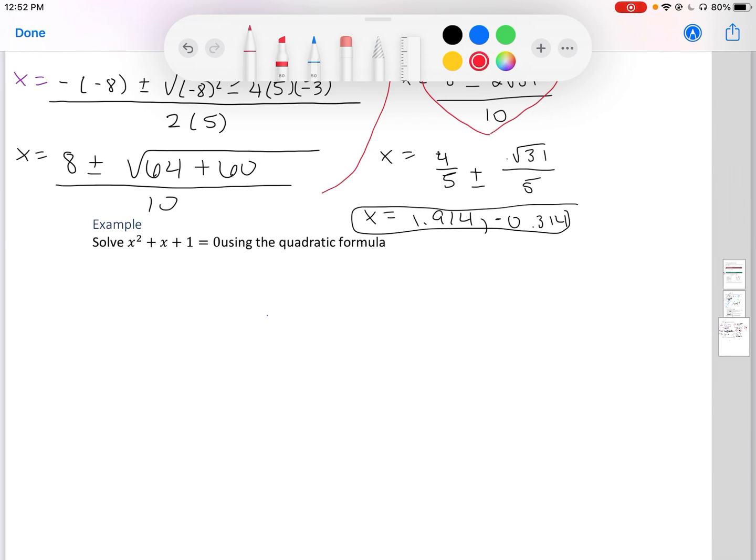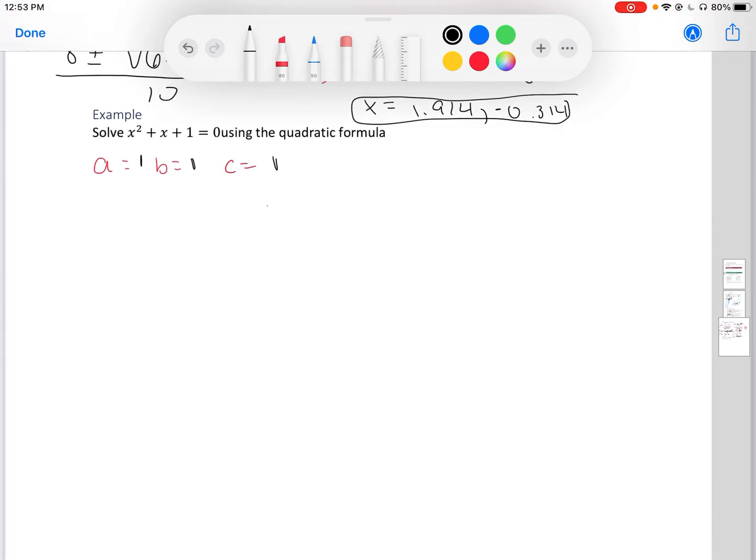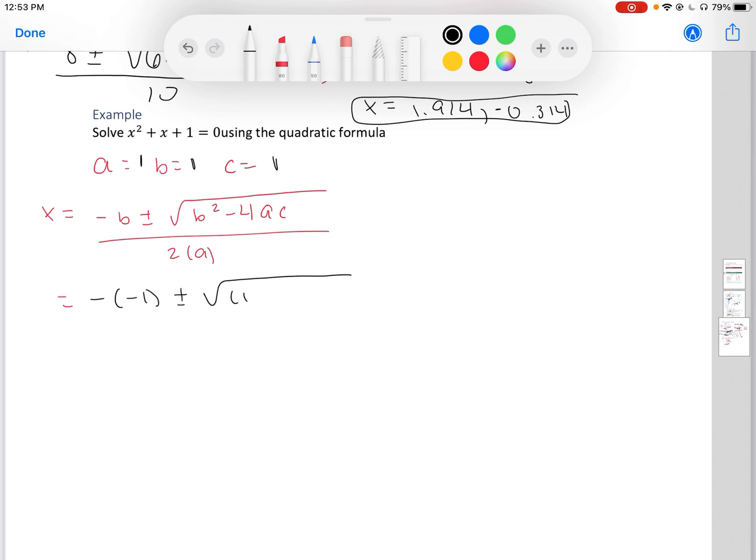So let's first label a, b, and c. My a is 1, my b is 1, and my c is 1. Let's go ahead and use the quadratic formula. So I'm going to write my formula. x is equal to negative b plus or minus the square root of b squared minus 4 times a times c all over 2 times a. So I have negative b, and my b is 1, plus or minus the square root of b squared minus 4 times a times c all over 2 times a.